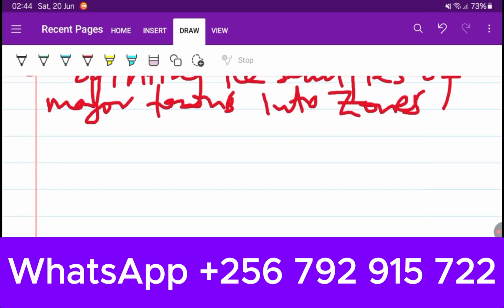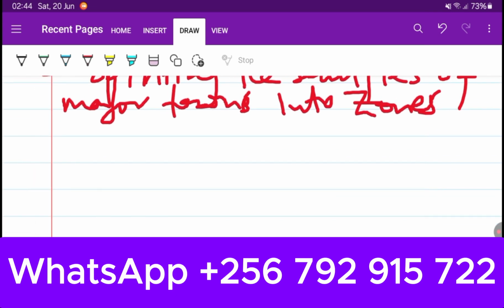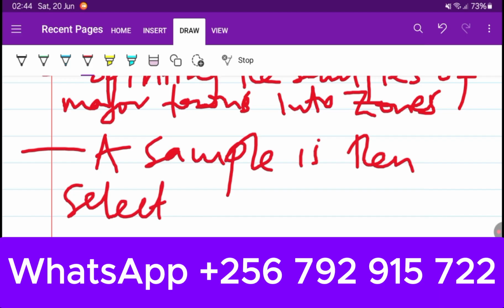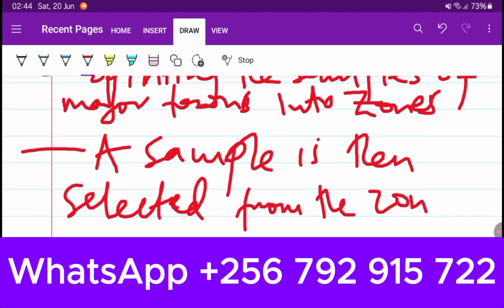But still you also use random sampling. So a sample is then selected from the zones. This is just a simple illustration to clarify what we have talked about.